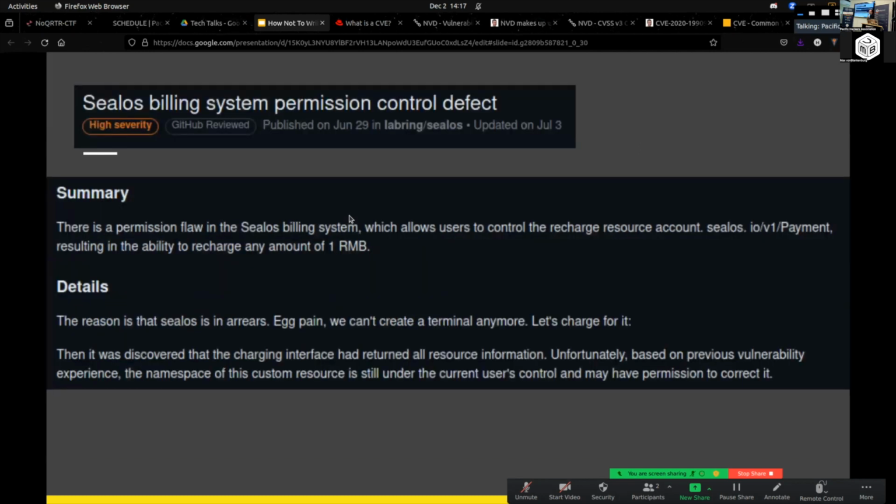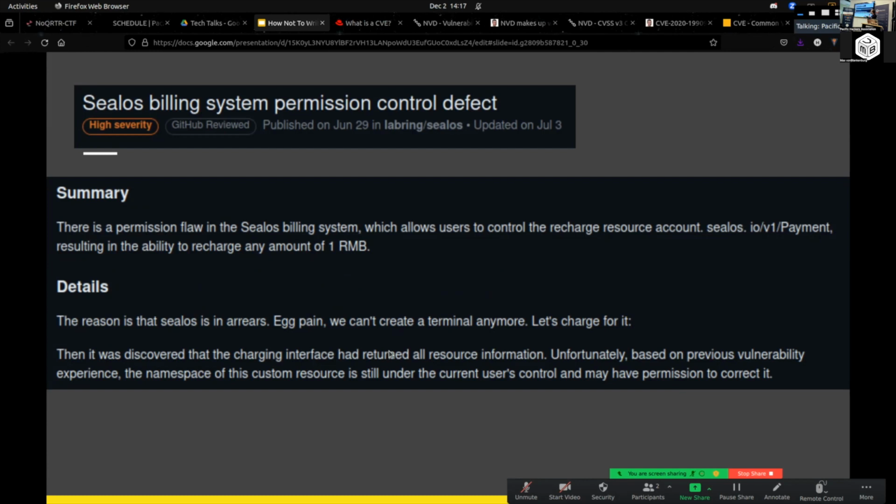Here's an example of one that isn't so easy to understand. And if one of you in the audience actually understands what they're even saying here, please let me know, because I'm very curious. I wonder if that's big enough. I'll just read it out. There's a permission flaw in the CLOS billing system. It's an operating system, which allows the control of the recharge resource amount, etc., resulting in the ability to recharge any amount of 1 RMB. I assume that's their tokens. Okay, so you can recharge tokens, I suppose.